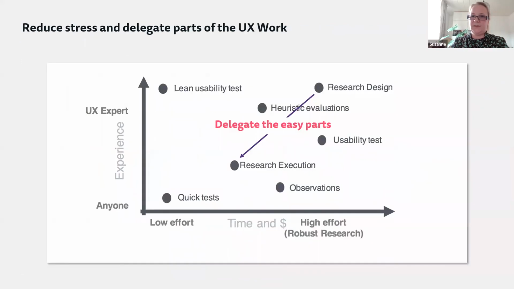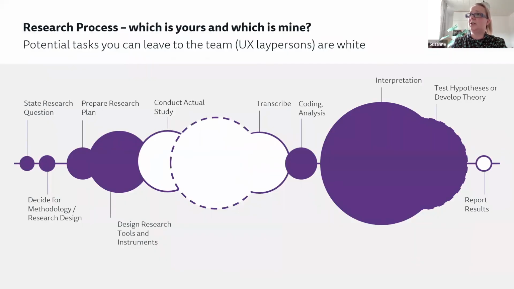Okay, so delegate the easy parts of UX work. What I said to you, you can do it with respect to the research process. You see here, the white ones are the easy ones. You can train people to do it right in a very short amount of time, but you should stay with the very first part of the research process.